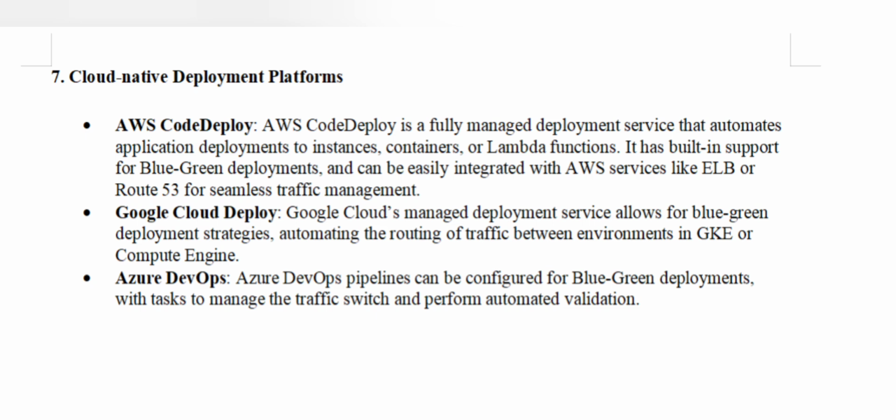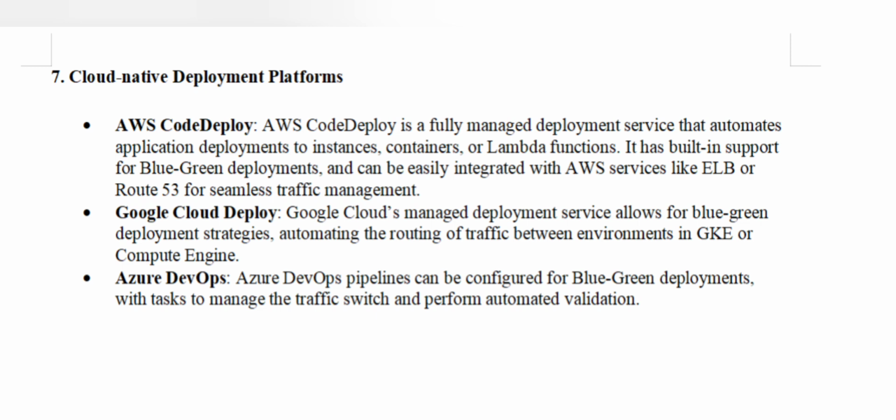The seventh one is cloud native deployment platforms. So AWS CodeDeploy, this is the first one. AWS CodeDeploy is a fully managed deployment service that automates application deployments to instances, containers, or Lambda functions. It has built-in support for blue and green deployments and can easily be integrated with AWS services like ELB or Route 53 for seamless traffic management.